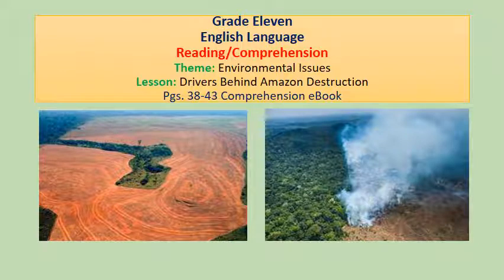Our theme is still environmental issues, but today we're going to take a lesson about the main drivers behind Amazon destruction. So basically we're talking about deforestation in the Amazon. By the way, this lesson is found on pages 38 till 43 in your comprehension ebook. Please, to study it well, you need to go back to the ebook and read the text and the vocab words, etc.